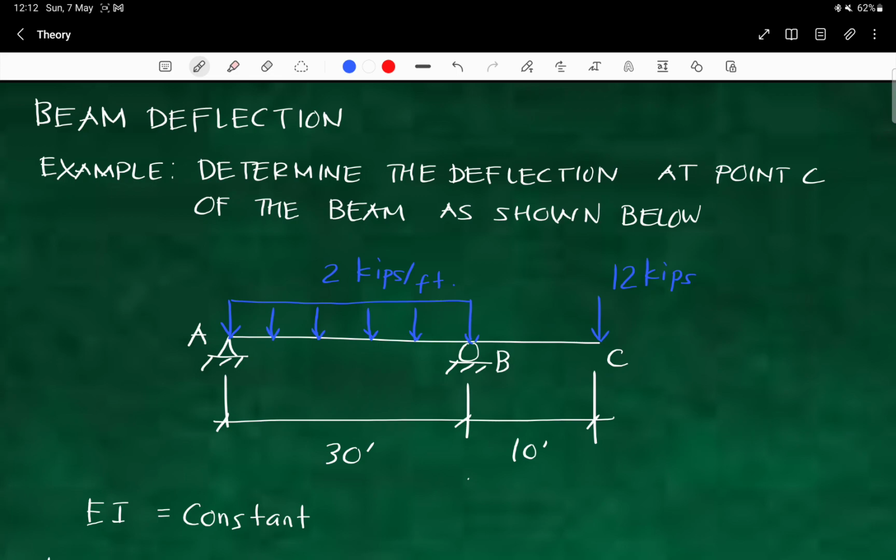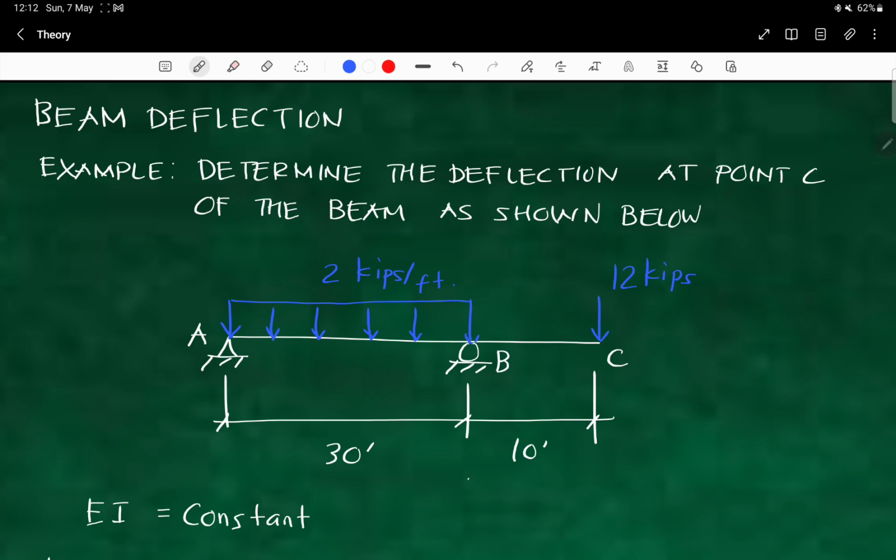This time we're going to solve a problem under beam deflection. So basically, what the problem is asking is, what is the deflection at the free end, point C. For a given beam, we have an overhang beam loaded with 2 kips per feet for a span of AB, and on span BC we have a point load of 12 kips.